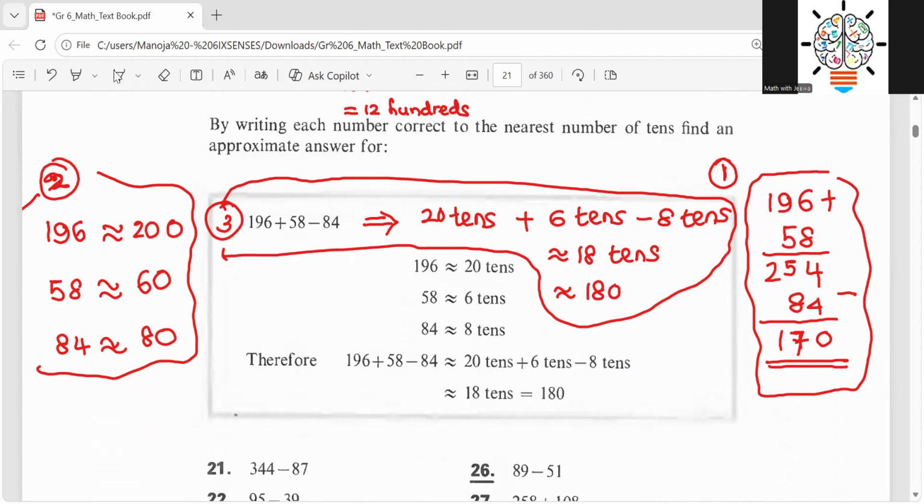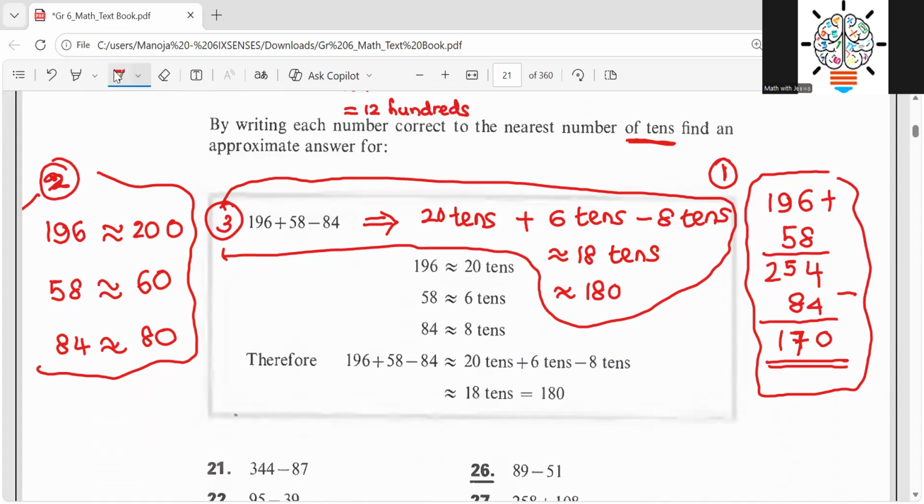So 196, if they are talking about the approximate nearest tens, right? 196, the nearest 10, you just write 200, and then 58 is closer to 60, 84 is closer to 80. 200 means 20 tens, 60 means 6 tens. 20 tens and 6 tens, 26 tens. From 26 tens, when you deduct 8 tens, it gives me 18 tens. 18 tens means 180, right?